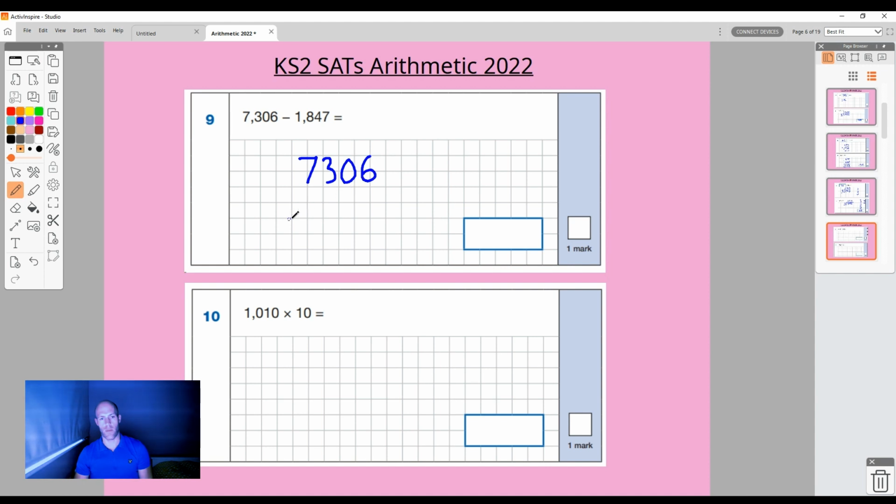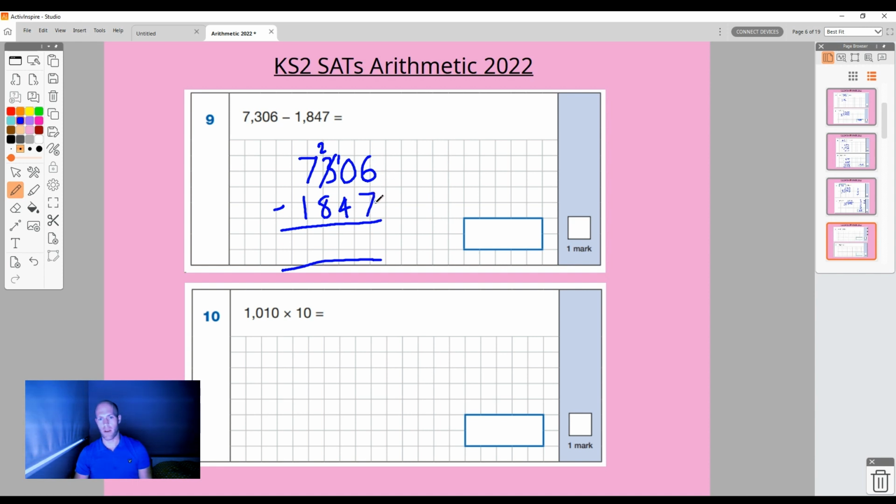7,306 take away 1,847. You'd really use one number per box, but I'm trying to draw it big so you can see all of these. 1, 8, 4, 7. So if you set out your place value, 6 take away 7. Can I do it? No. Can I exchange for my 10s? Still no. Exchange for my 100s? 2. Make that a 10.